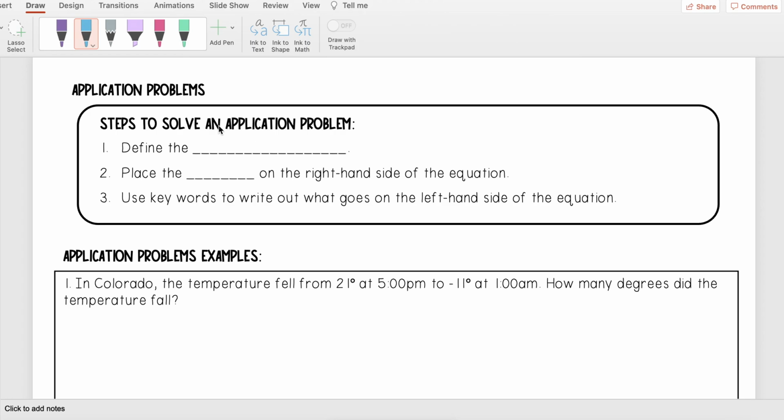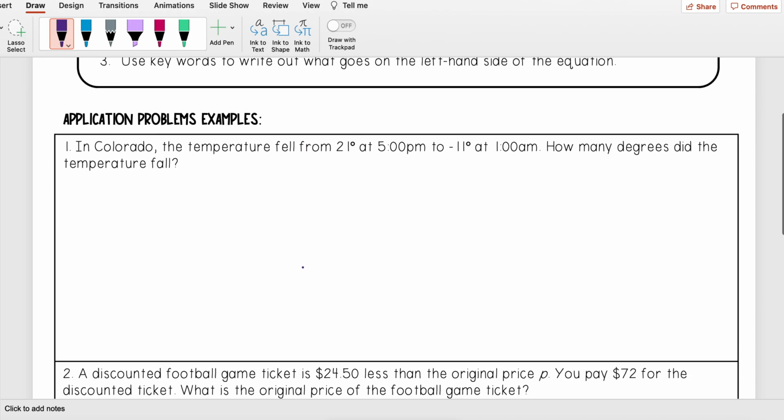In this video, we're going to be looking at solving these application problems. So when we are solving a word problem, there's really going to be 3 steps that we're going to follow. The first step is we're going to define the variable. So this is what you're trying to find. You're going to place the total on the right-hand side of the equation. And then you're going to use keywords to write out what goes on the left-hand side of the equation. So this will be really similar to what we did in our previous video when we were writing equations from words. So let's look at these examples.